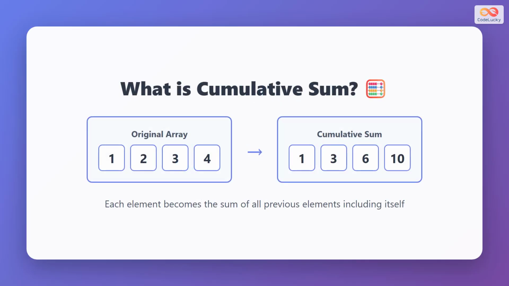A cumulative sum is a running total where each element becomes the sum of all previous elements including itself. For example, if we start with the array 1, 2, 3, 4, the cumulative sum produces 1, 3, 6, 10. Notice how 1 stays 1, then 1 plus 2 gives 3, then 1 plus 2 plus 3 gives 6, and finally 1 plus 2 plus 3 plus 4 gives 10. Each position holds the total of everything up to that point.